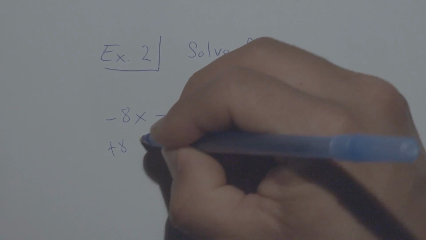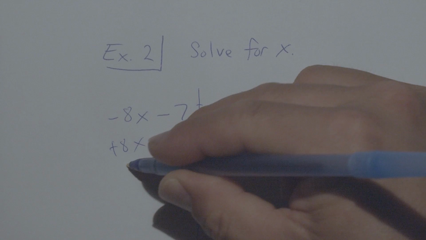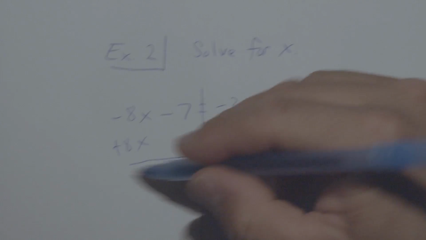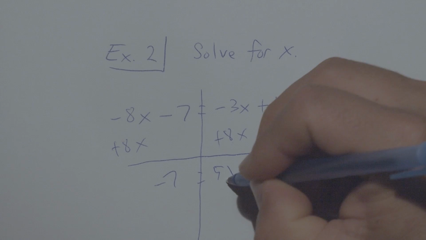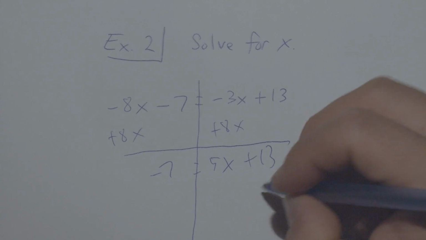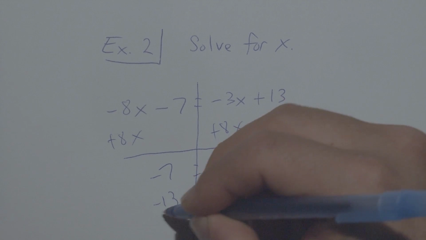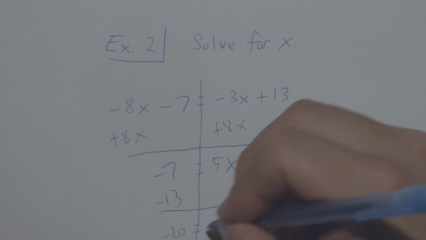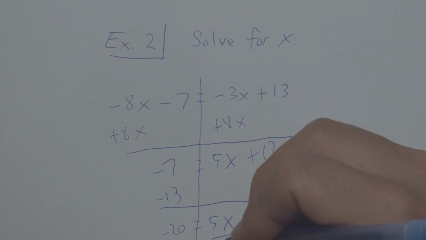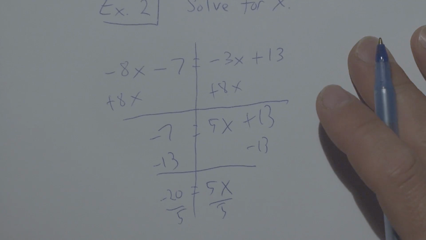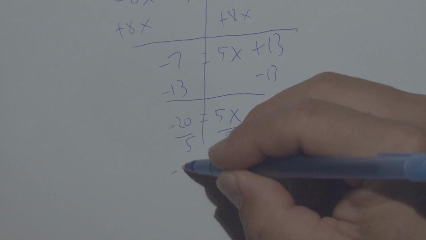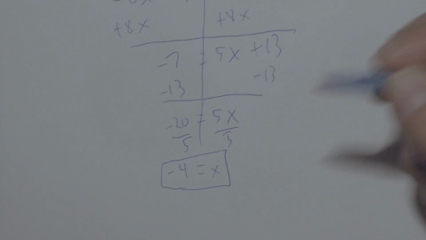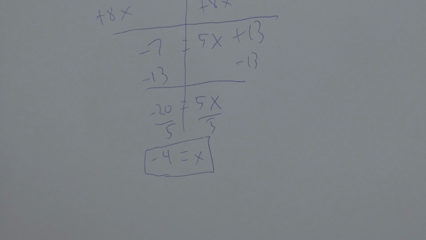I'm going to add 8x to both sides, making that disappear, horizontal line all the way through. 5x is left here plus 13. I'll subtract 13 from both sides, so negative 20 is equal to 5x. And then lastly, we divide both sides by 5, and x is equal to negative 4. Okay, so there is that problem.